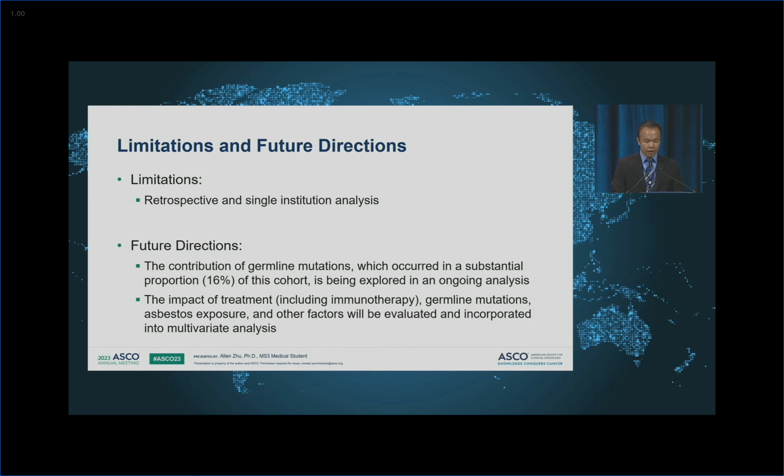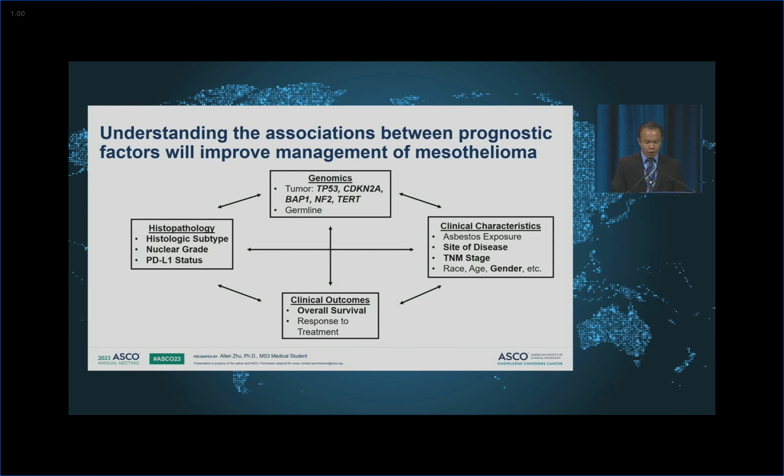For future directions, the contributions of germline mutations, which occurred in a substantial proportion, 16% of this cohort, are being explored in an ongoing analysis. The impact of treatment, including immunotherapy, germline mutations, asbestos exposure, and other factors will be evaluated and incorporated into multivariate analysis. Overall, I hope you found that understanding the associations between these prognostic factors may improve our management of mesothelioma.